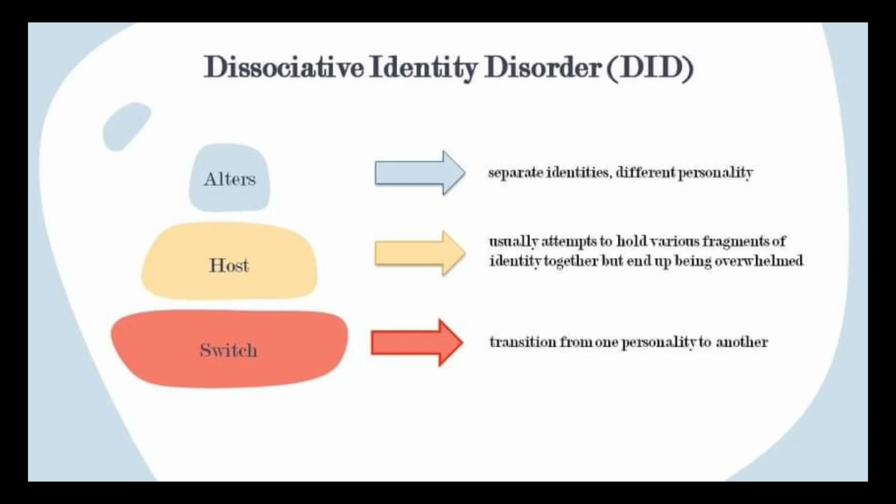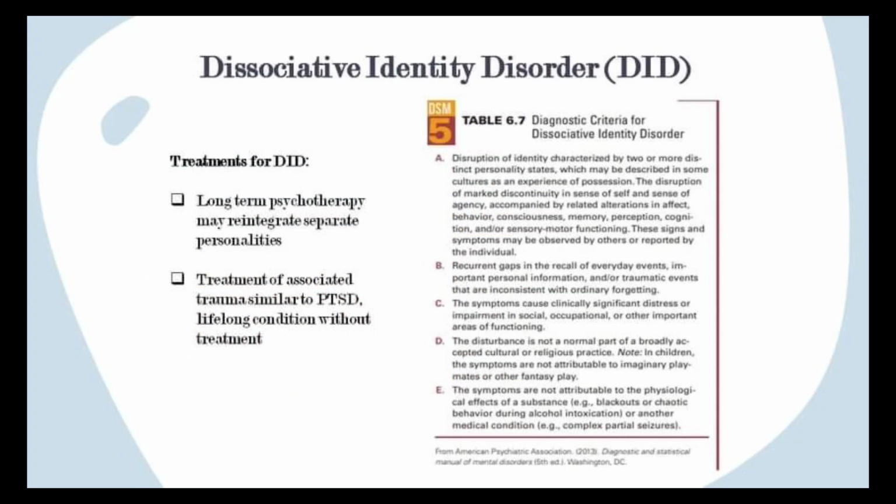Further to that, the criteria for diagnosis include disruption of identity characterized by two or more distinct personality states, which may be described in some cultures as an experience of possession. The disruption of marked discontinuity in sense of self and sense of agency, accompanied by related alterations in affect, behavior, consciousness, memory, perception, cognition, and or sensory motor functioning. These signs and symptoms may be observed by others or reported by the individual. The second criterion is that recurrent gaps in the recall of everyday events, important personal information, and or traumatic events that are inconsistent with ordinary forgetting.